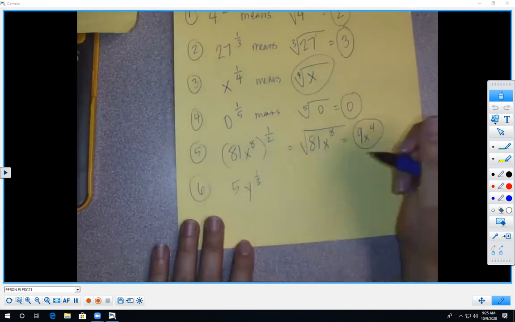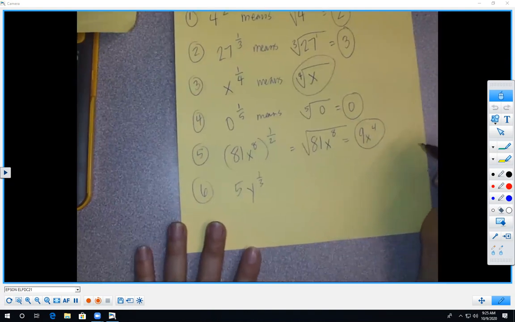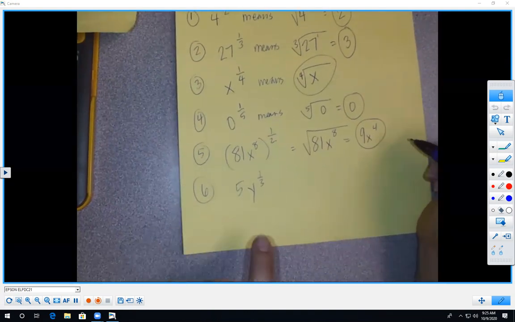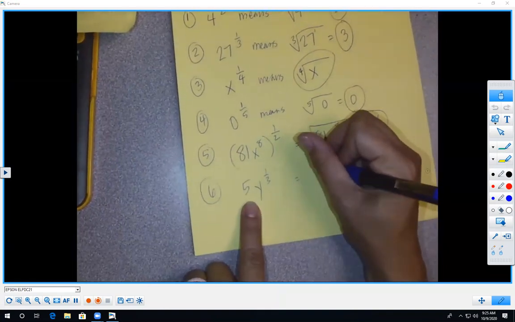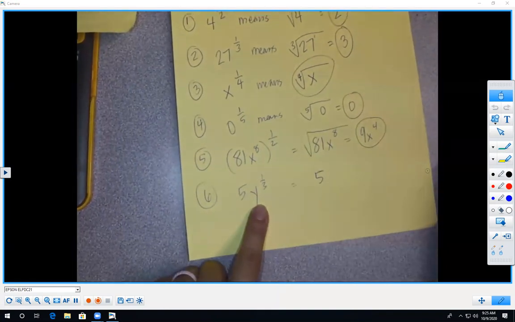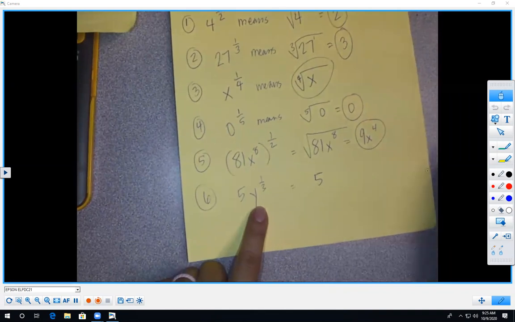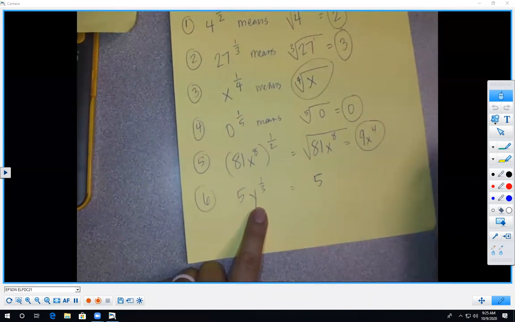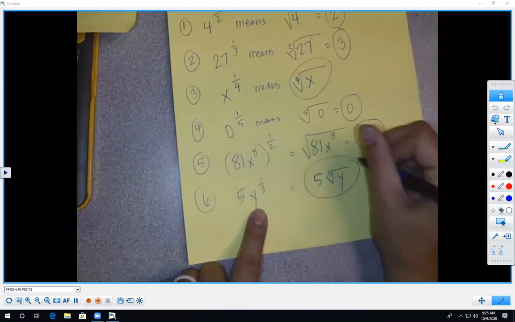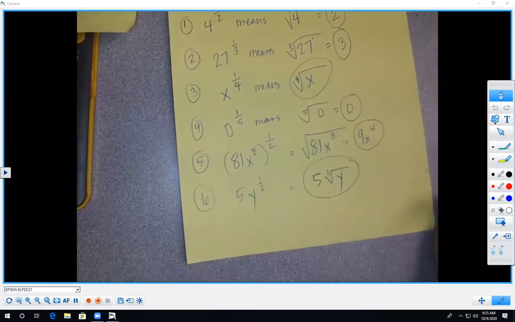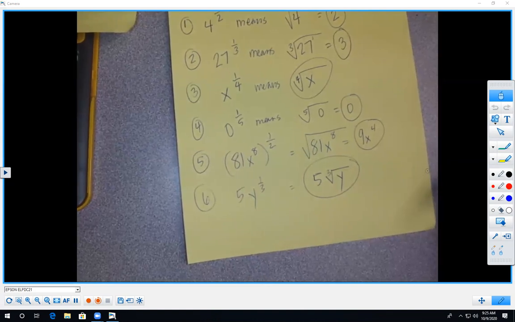Sorry, 5y to the 1/3 power. What's raised to the 1/3 power? Just the y, not the 5, right? So the 5 is going to stay normal. What does y to the 1/3 power mean? The cube root of y. So it'd be 5 times the cube root of y. Does that kind of make sense?